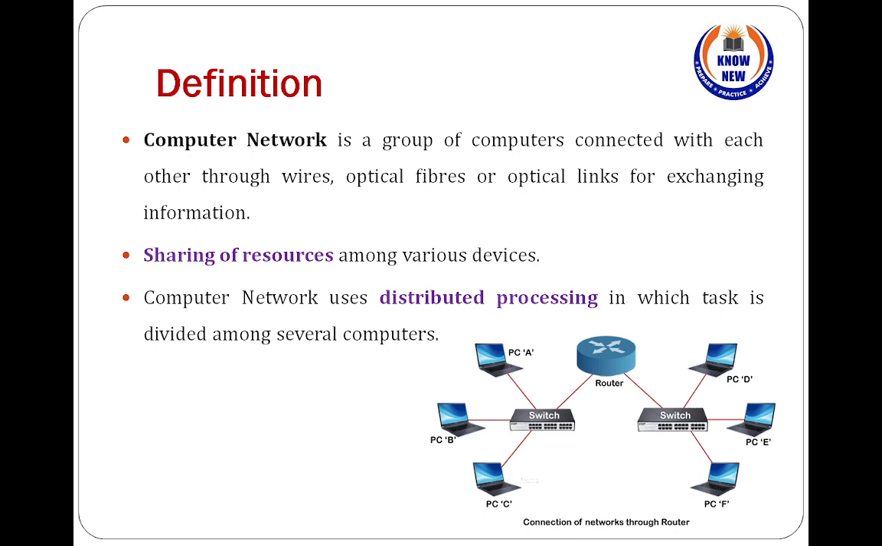Another important point is that computer networks also use distributed processing, that is, assigning the task to various systems. If the size of the task is very huge, then we can divide it into a number of smaller subtasks and assign them to individual PCs. The individual PCs do some computations and provide the results. All of these are consolidated together and finally we get the complete result. That is distributed processing, which is also supported by computer networks.